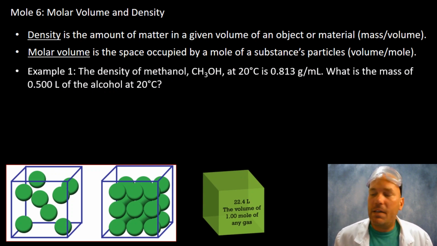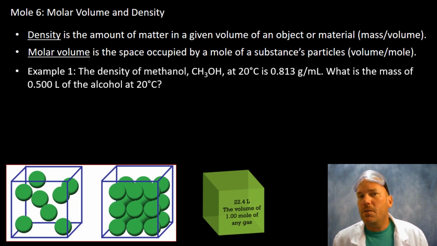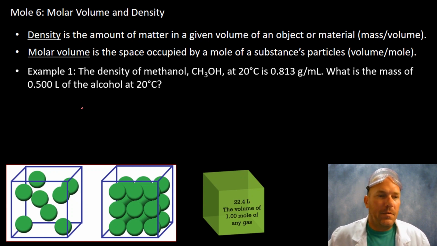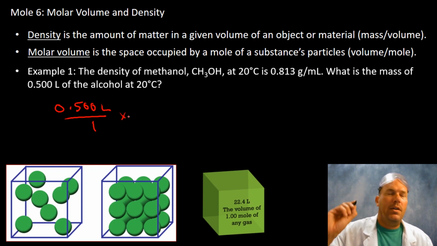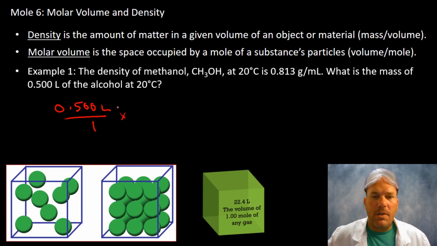So we're going to work through a few quick examples in this podcast. The first one here, you're being told the density of methanol at 20 degrees Celsius is 0.813 grams per milliliter. And then you're asked, what is the mass of half a liter of this alcohol? For this problem, you're going to start off with the amount here, 0.500 liters, put that over 1, and you have liters on top, so you're going to want liters on bottom. Now notice you're given grams per milliliter.